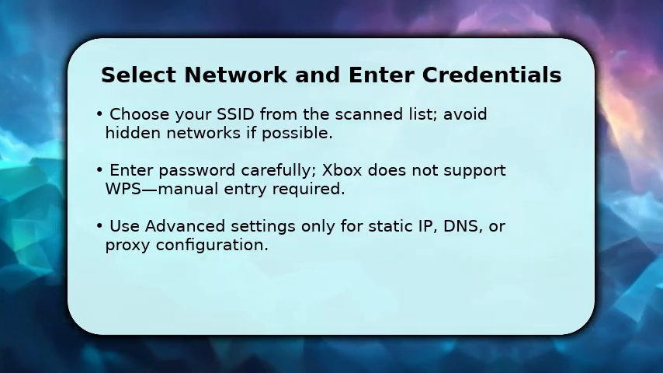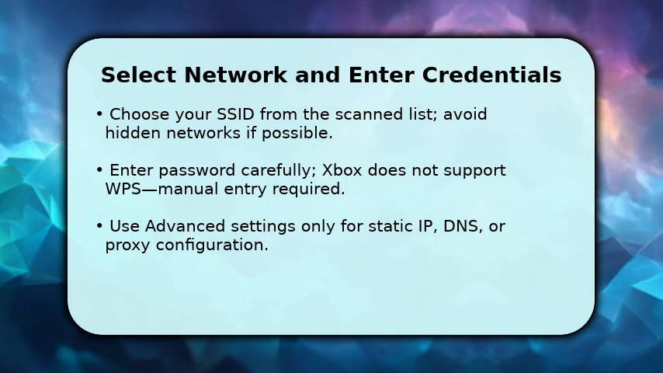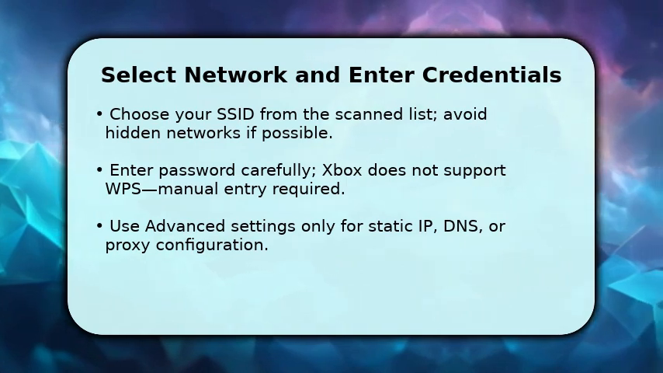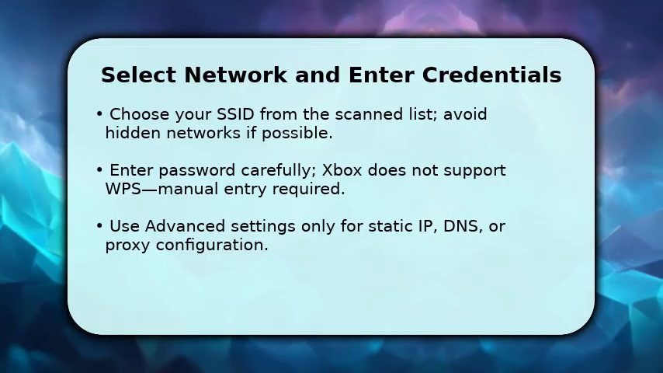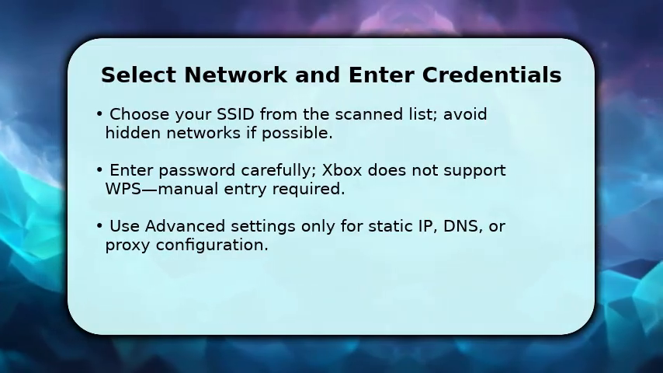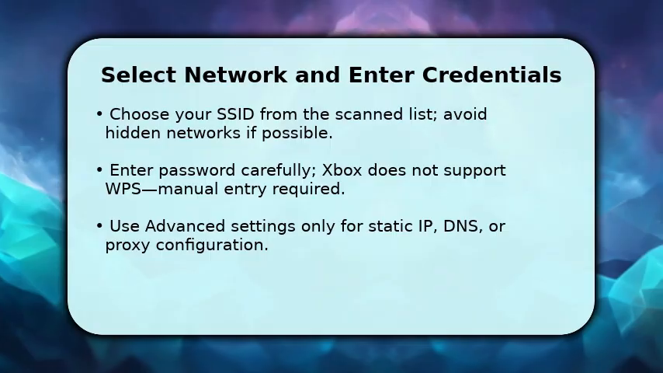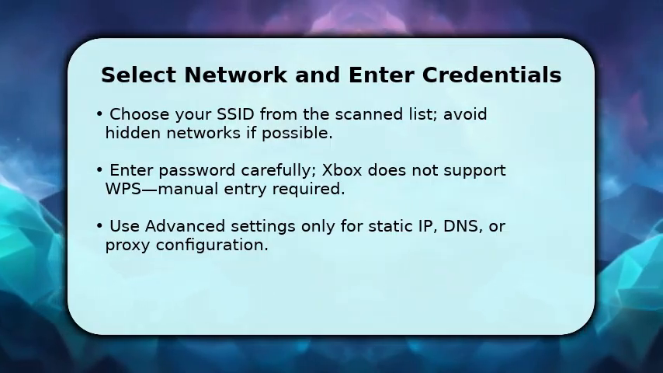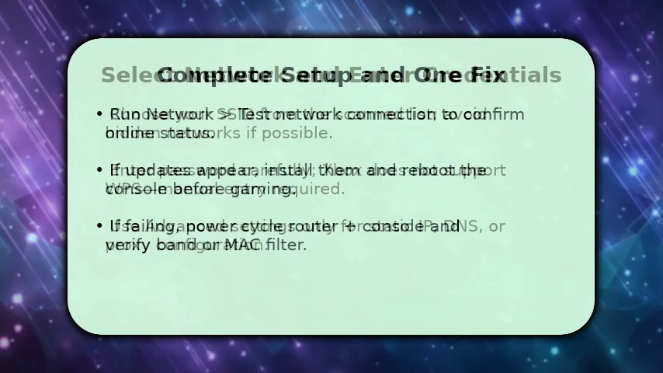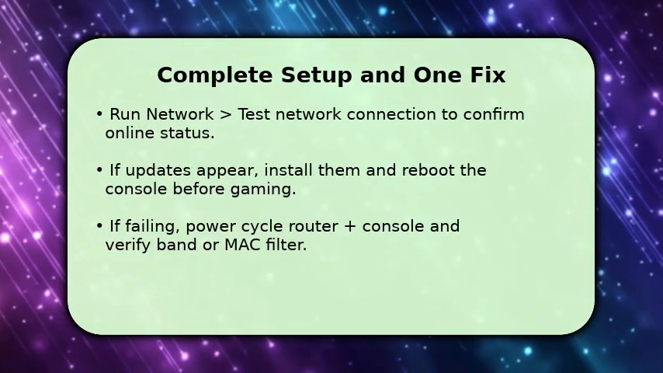If you need a fixed address or custom DNS for speed or parental controls, choose Advanced Settings and enter manual IP and DNS values. Then save and continue to connection testing. Finish by running Network > Test Network Connection. That confirms IP, DNS, and internet reachability.